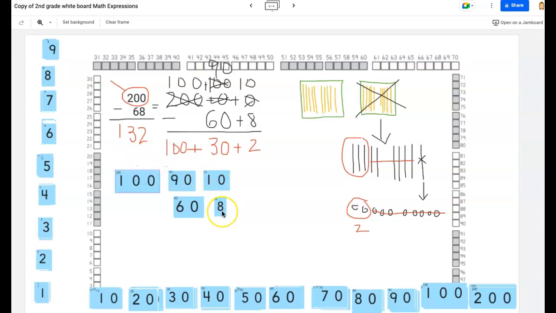Then we say 10 take away 8 equals 2. 90 take away 60 is 30. And then 100 take away 0 is 100. And if we put it together, it's 100 plus 30 plus 2.